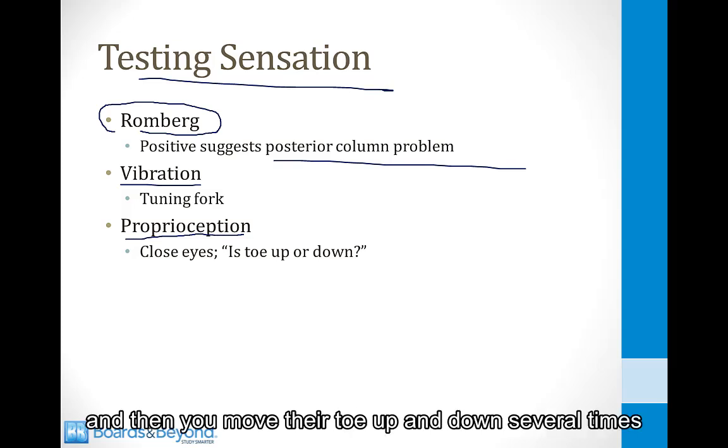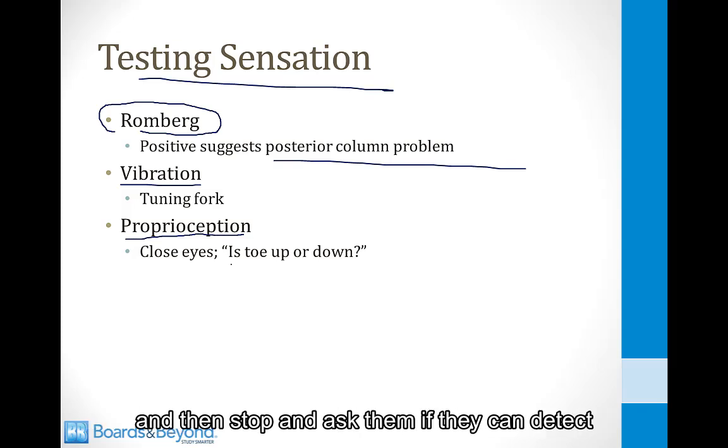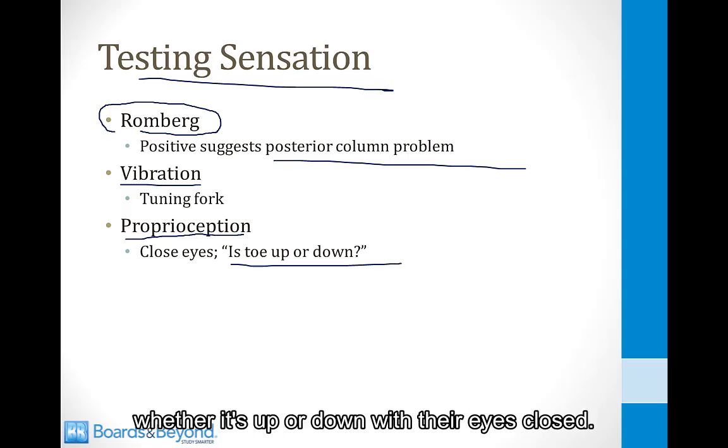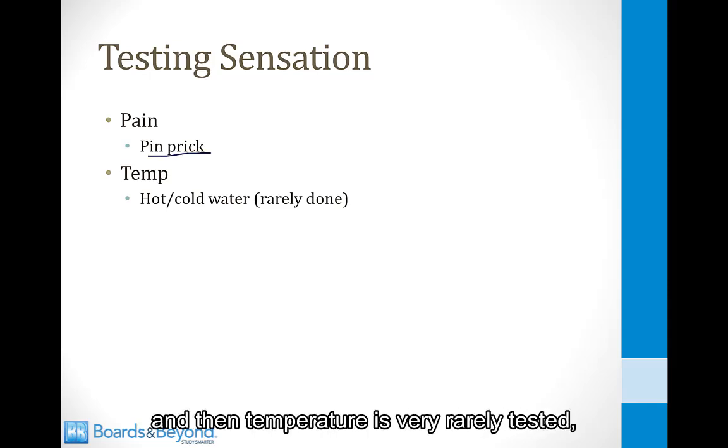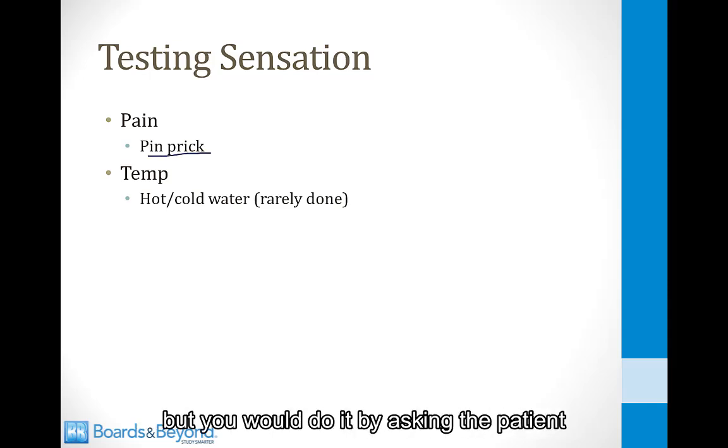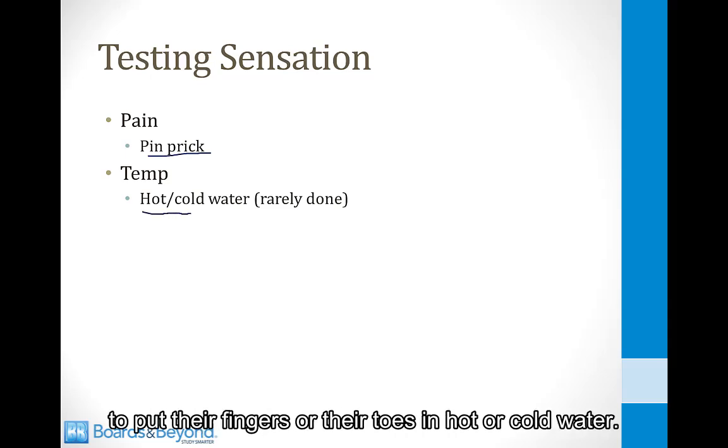You can test proprioception directly in addition to the Romberg test by just asking the patient to close their eyes, and then you move their toe up and down several times and then stop and ask them if they can detect whether it's up or down with their eyes closed. You can test pain with a pinprick, and then temperature is very rarely tested, but you would do it by asking the patient to put their fingers or their toes in hot or cold water.